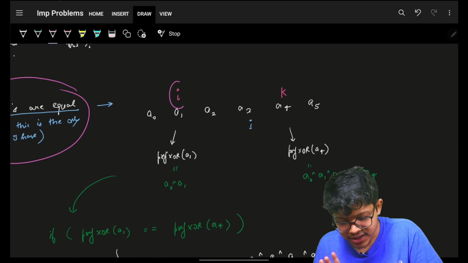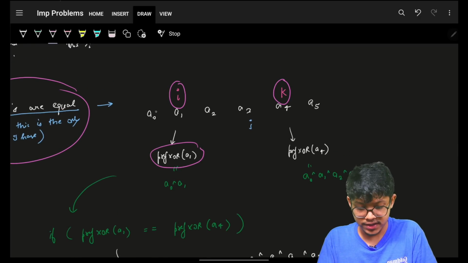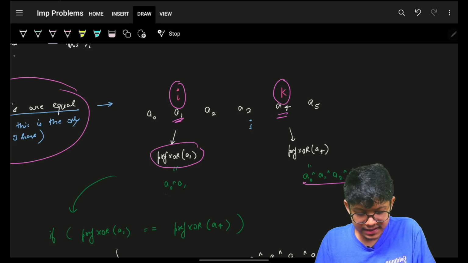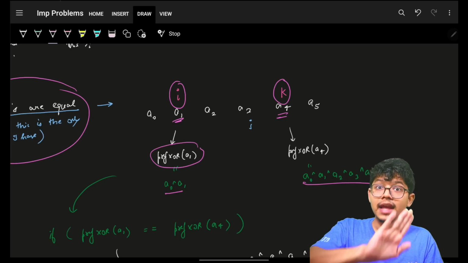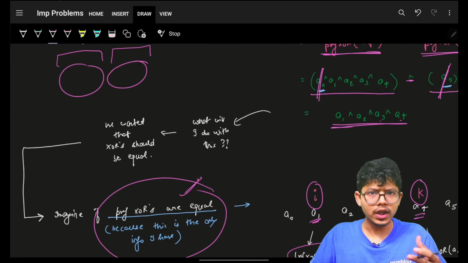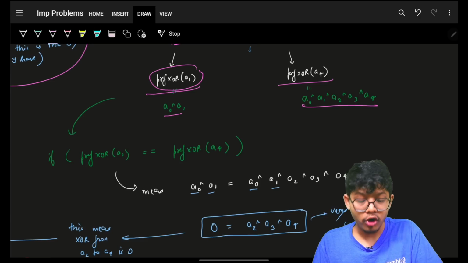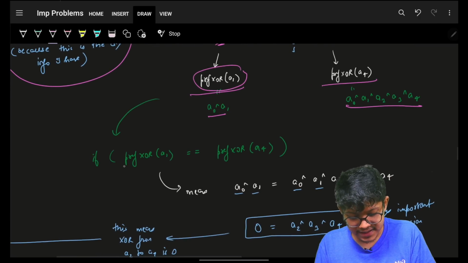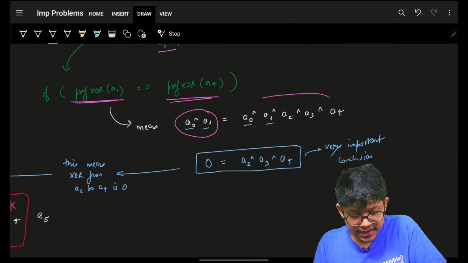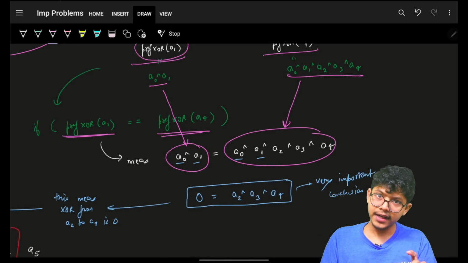So imagine I and k. Imagine the prefix XOR of A1, which is this, and the prefix XOR of A4, which is this, is the same. I'm saying imagine it is the same because I want to try something equal. So I'm imagining, what if the prefix XORs are the same? If the prefix XOR is the same, then I can simply write this as the prefix XOR of A4 XOR the prefix XOR of A1.